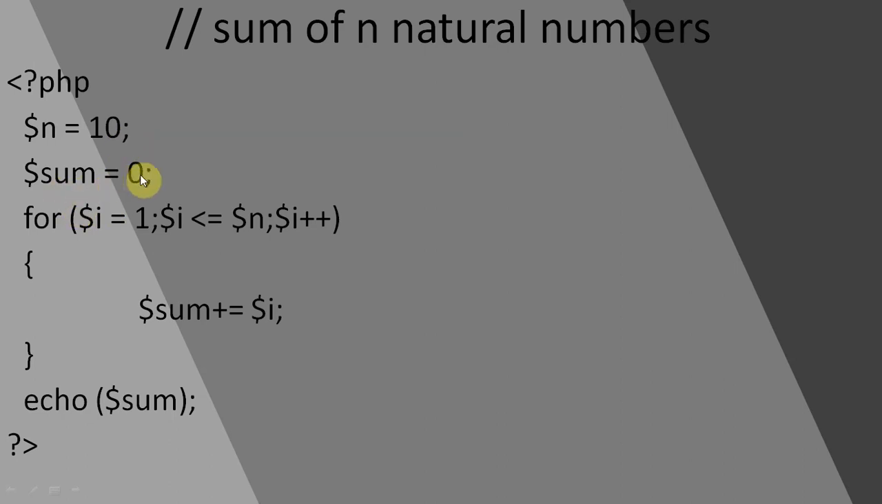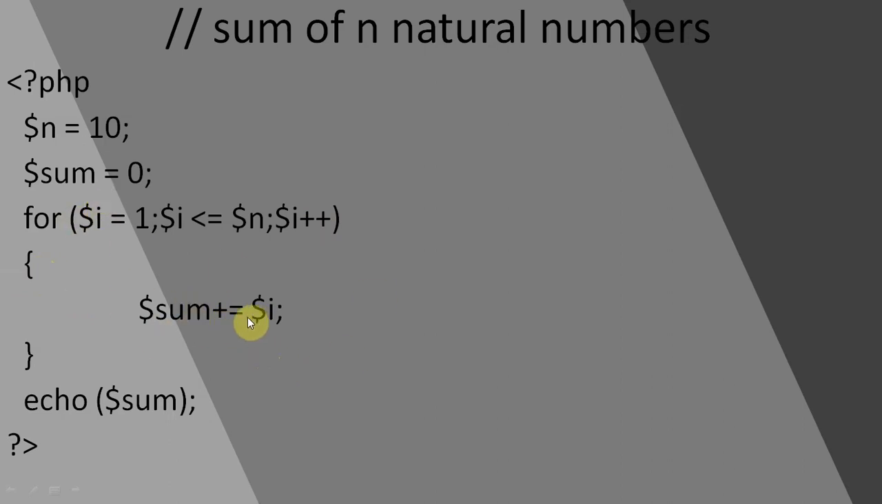Initially sum is 0. We'll use here $i. Initially $i is 1, and $i is less than or equal to $n, so the loop will run up to 10, and $i equals $i plus 1. So we have mentioned here i plus plus, post increment, and we are starting the for loop, and sum equals sum plus i.